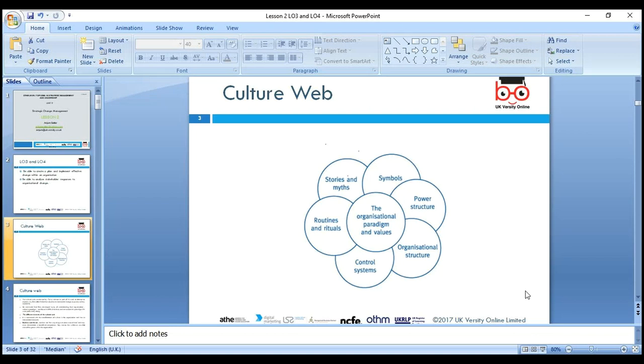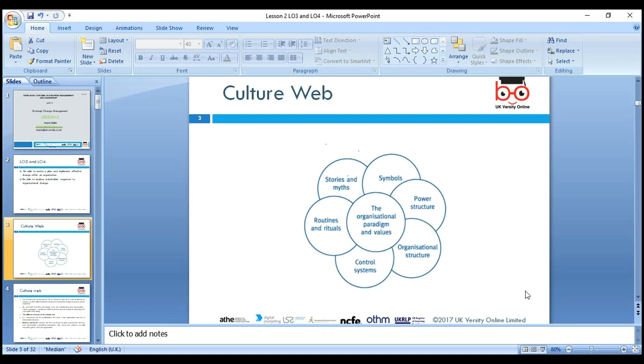Any definition of culture? Norms of the environment. Brilliant. Norms, values, the way we do business. Yes. The way we treat people, all our values and norms, represent the culture of any particular organization.